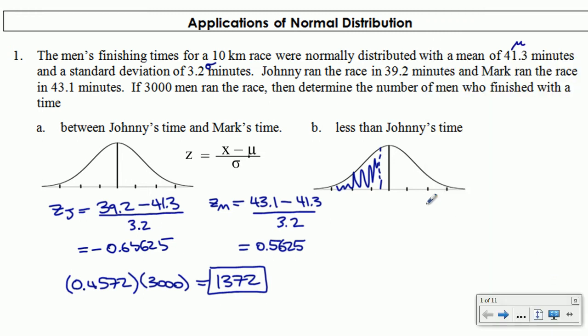So with that number, we can figure out how many had less than Johnny's time. We go 0.2558 and multiply that by 3,000, which gives us a result of 767.